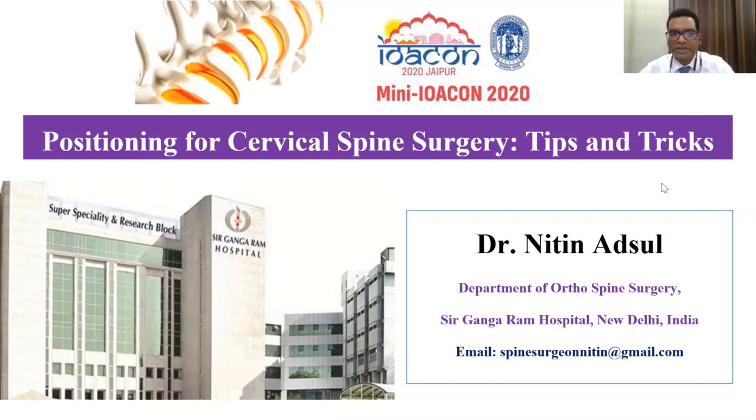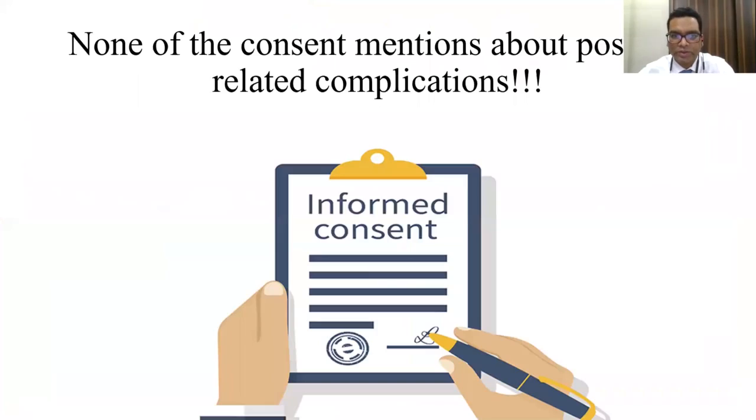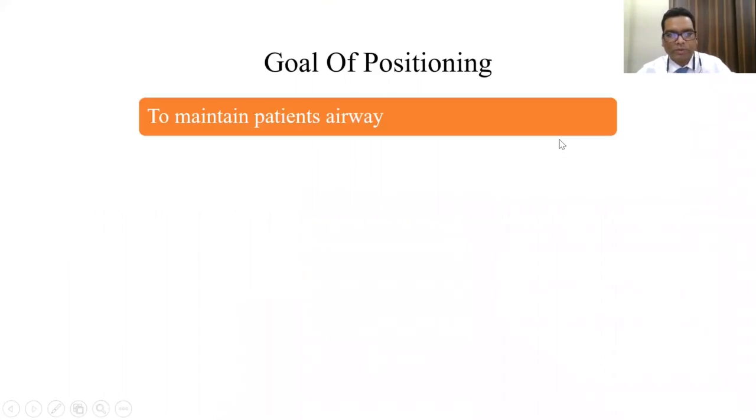The topic of my presentation is positioning in cervical spine surgery: tips and tricks. We'll discuss mainly the position of the patient and a few points about the ergonomics and the position of the surgeon during the surgery. The flaw in the current system is that there is no mention of position-related complications in any of our informed consents. So we'll discuss the main points and the goals of positioning.